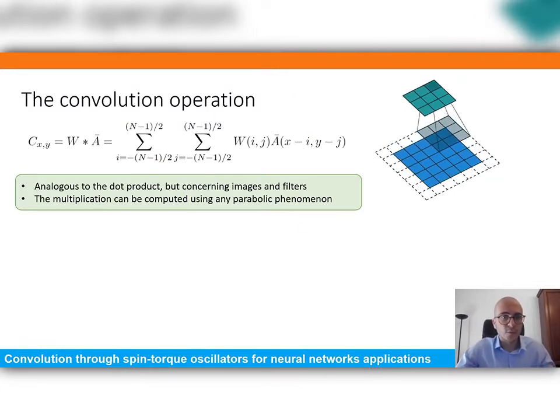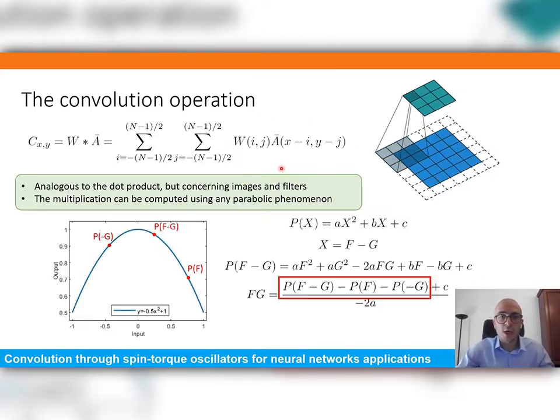So what is the convolution? The convolution is an operation analogous to the dot product, but it concerns images and filters. We can see here from the definition that it is an accumulation of multiplications, and the critical part are the multiplications. For this reason, we find a way to implement the multiplication using any parabolic phenomenon.